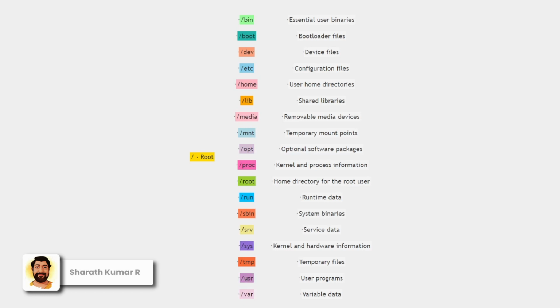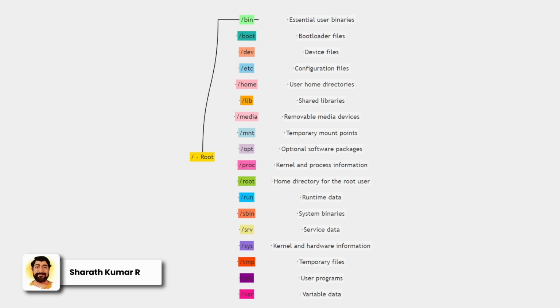Let us have a conversation about the Linux file system hierarchy. The Linux file system hierarchy organizes files and directories in a structured manner, resembling the layout of a tree. At the very top of this hierarchy is the root directory, represented by a /. Just like the roots of a tree provide a foundation, the root directory serves as the base for the entire file system. Imagine the root directory as the starting point, branching out into various directories that serve different purposes.